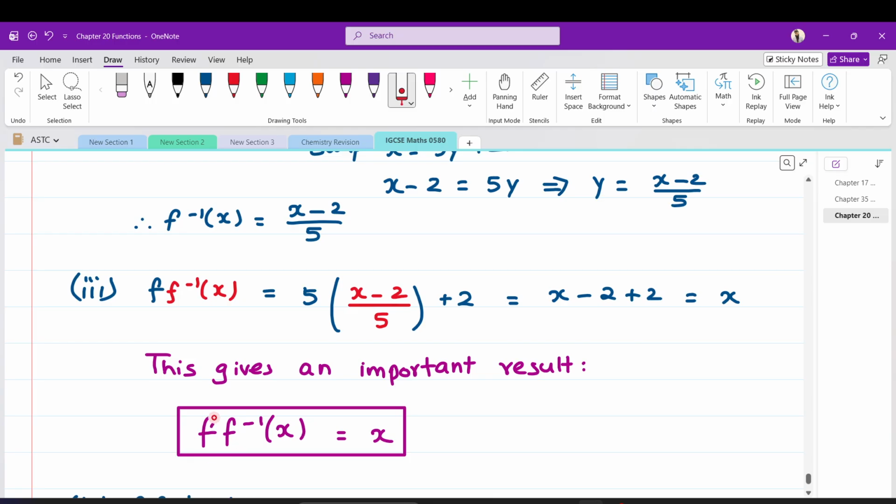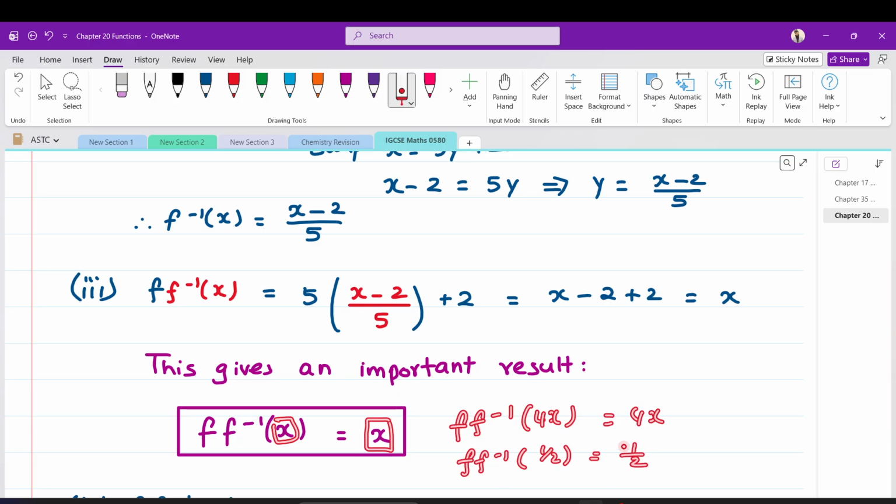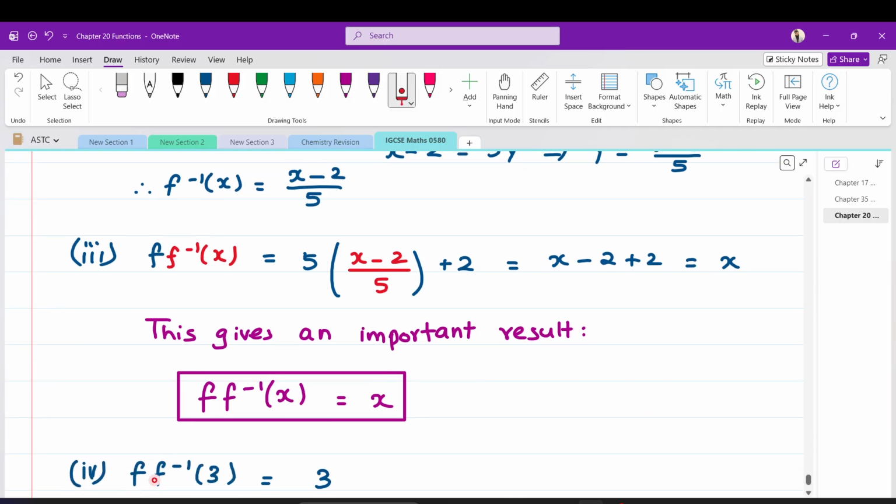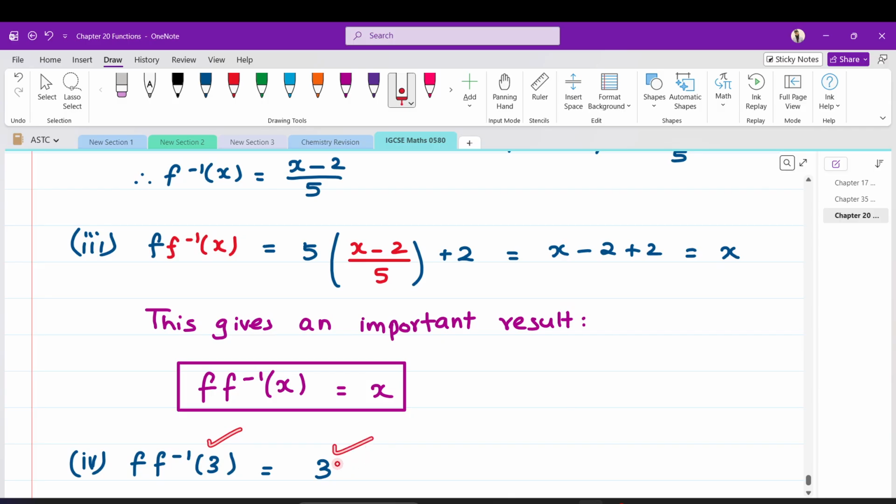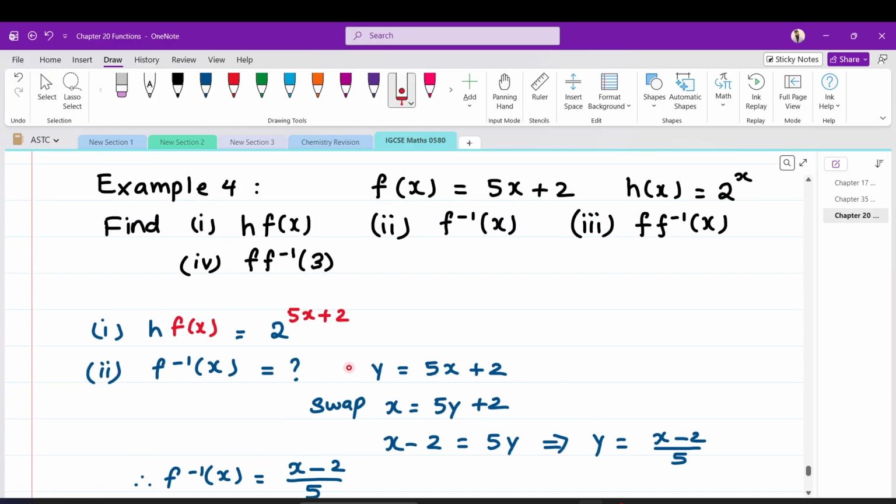Look at this. If you have a function and after that you have an inverse function written beside it, your answer is going to be whatever is in the bracket. So if I have f of f inverse of 4x, my answer is going to be 4x. If I have f of f inverse of 1 upon 2, my answer will be 1 upon 2, and so on. Similarly, if I have f of f inverse of 3, my answer will be 3, and I don't even have to show it. I can directly write this down, because this is the result that we have to recall.